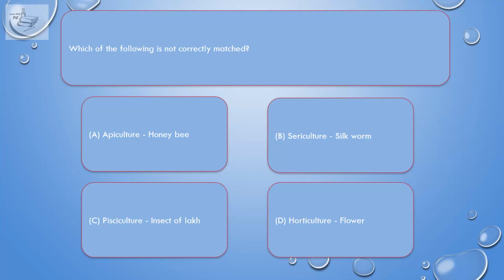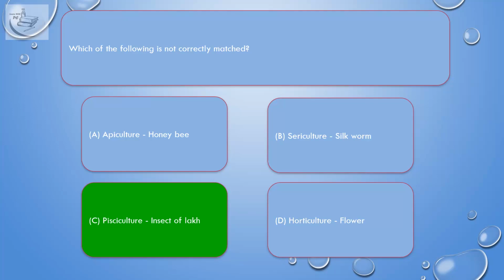Question: which of the following is not correctly matched? A. Apiculture, honeybee. B. Sericulture, silkworm. C. Pisciculture, insect of lark. D. Horticulture, flower. Correct answer is C. Pisciculture, insect of lark.